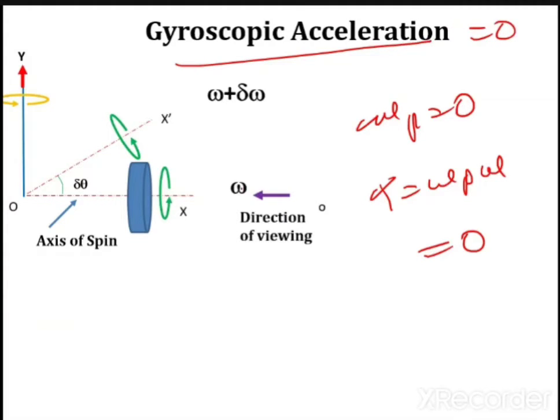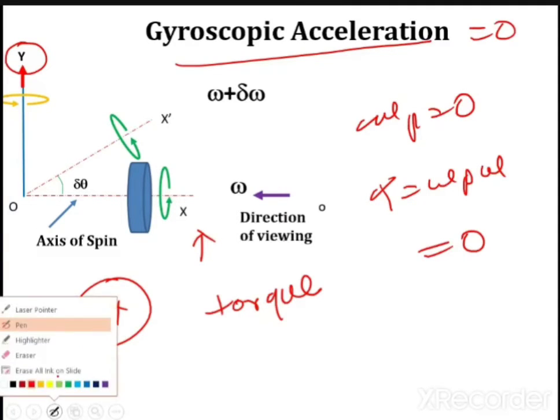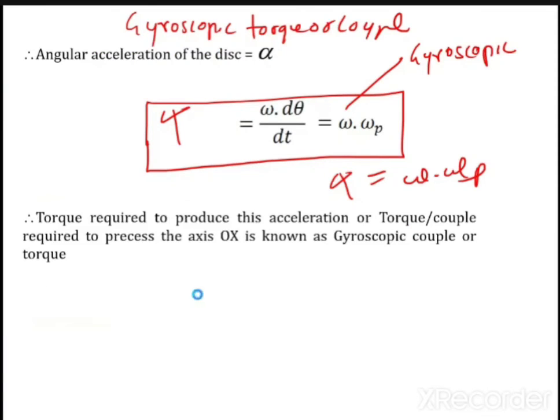So what I mean to say is, I have to apply some torque to produce this gyroscopic acceleration, so that this axis of spin OX will rotate about this axis OY, and that torque is called what? What is that torque called? That torque is called a gyroscopic torque. Okay, so that is what I have written here. The torque required to produce this acceleration, or the torque or couple required to precess the axis OX, is known as gyroscopic couple or gyroscopic torque.